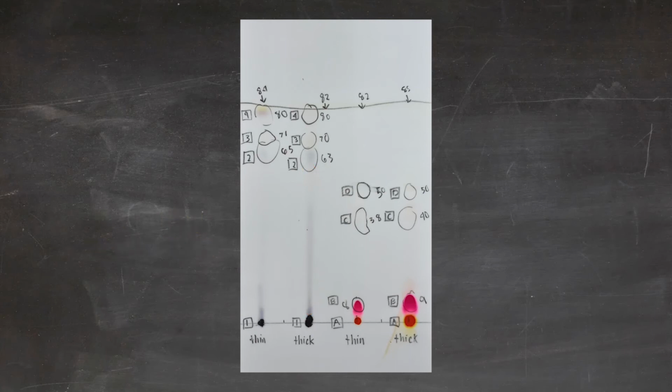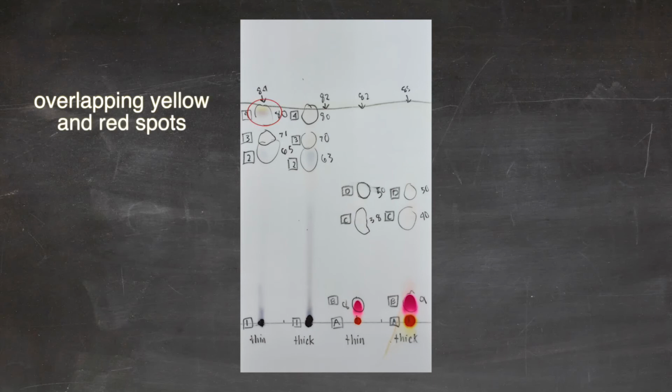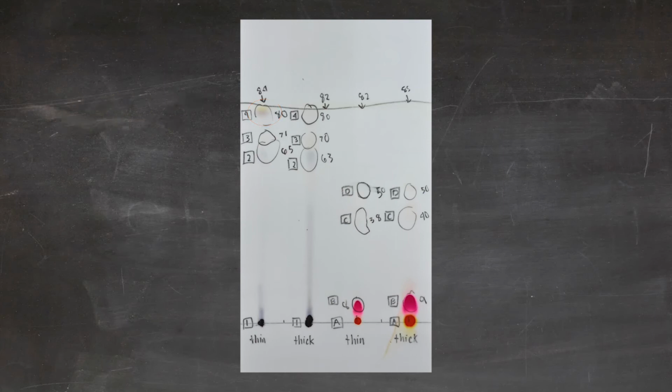Second, notice how there seems to be unresolved yellow and red spots to the left. The shorter the stationary phase, the less likely it would be that the spots would separate from each other. This is called having poor resolution. You could try making the chromatography sit for longer, or you could also change up the solvent system.